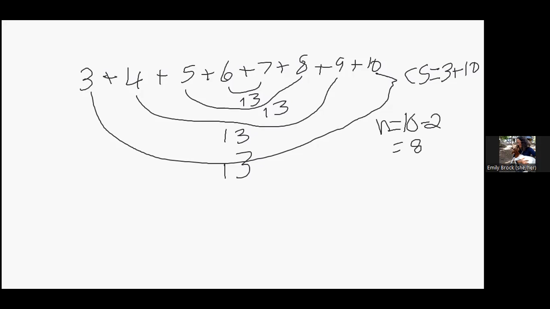Another way to do it, which will be more useful later when we do skip counting, is to take the last term minus the first term. And what that tells you is how far it is from the first term to the last term. But this excludes the first term. So you have to add 1 in for that first term. 10 minus 3 is 7 plus 1 is 8. So you get 8 that way also.